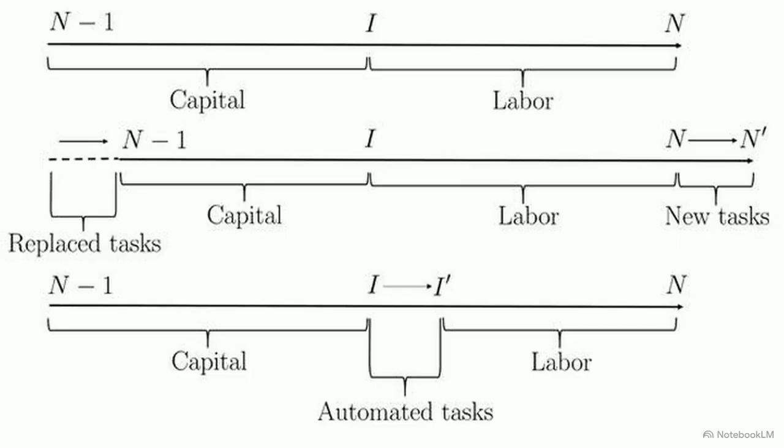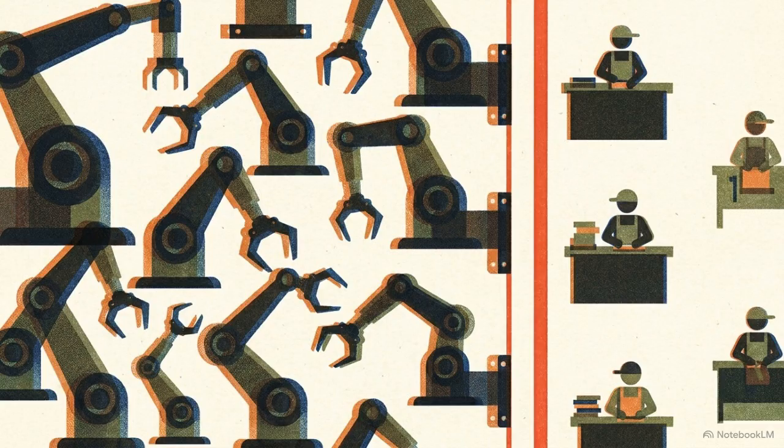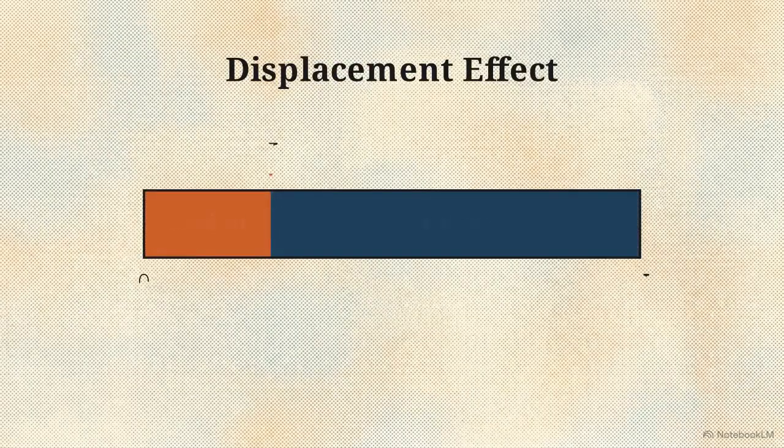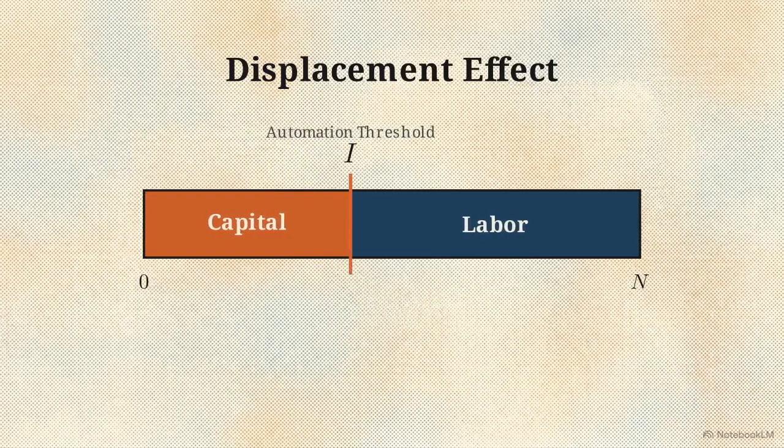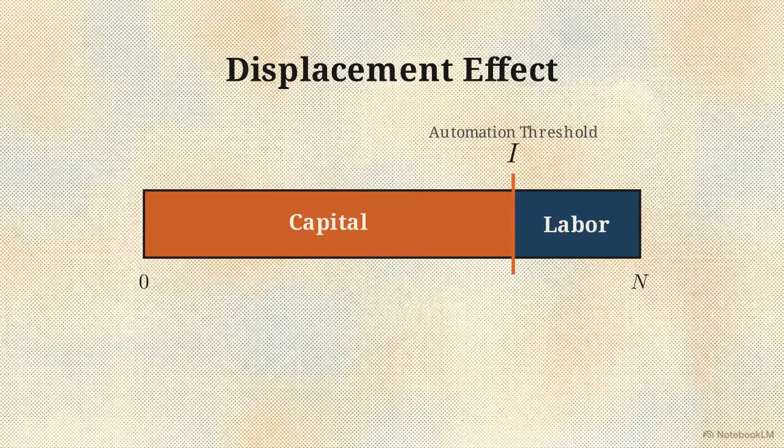This diagram maps those activities onto a normalized continuum. The critical threshold is the boundary labeled I. Tasks below this point are automated and allocated to capital, while tasks above it require human labor. Because humans retain a comparative advantage in the higher index tasks, the allocation of work becomes a zero-sum territorial struggle between capital and labor. In this model, automation is simply a geometric shift. The boundary I moves to the right as capital evicts humans from previously held tasks.